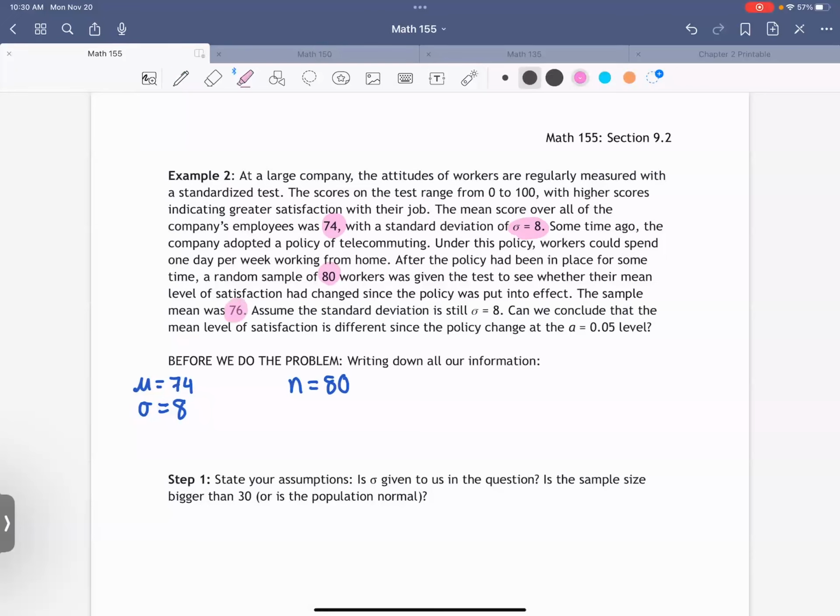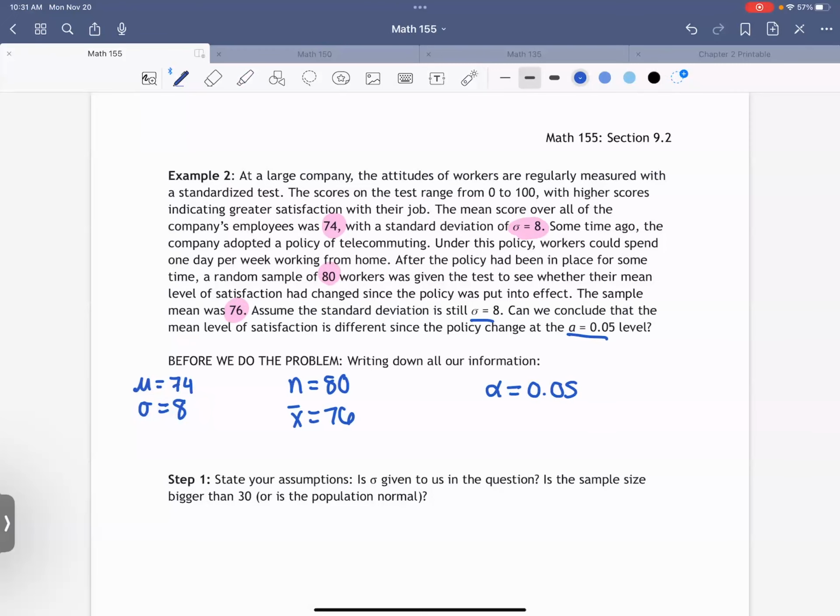They took the test. The sample mean was 76. Did we get the x bar of 76? Nice. And then the standard deviation is 8. I already wrote that down. Can we conclude that the mean is different at the alpha equals 0.05 level? Okay, so I wrote down all my information, so I don't really have to go up and down when I'm looking at numbers.